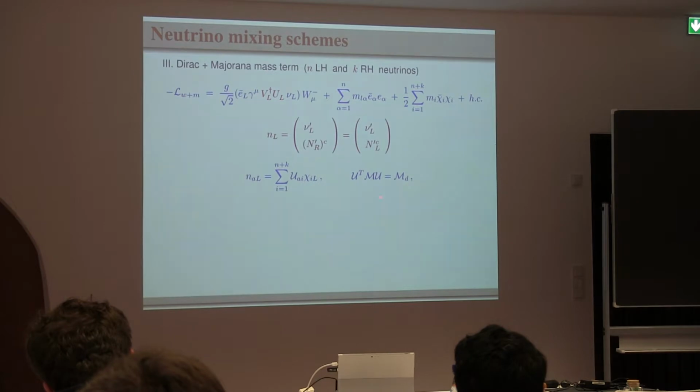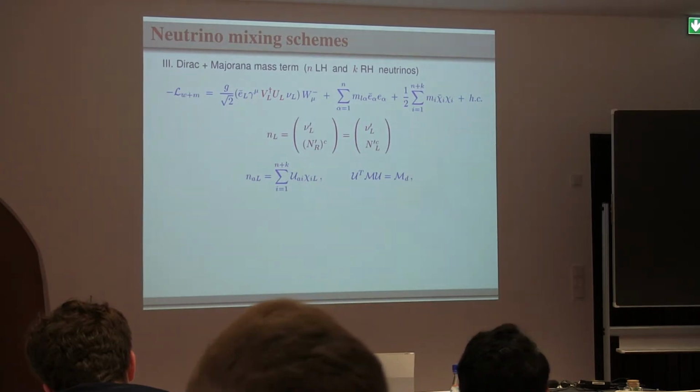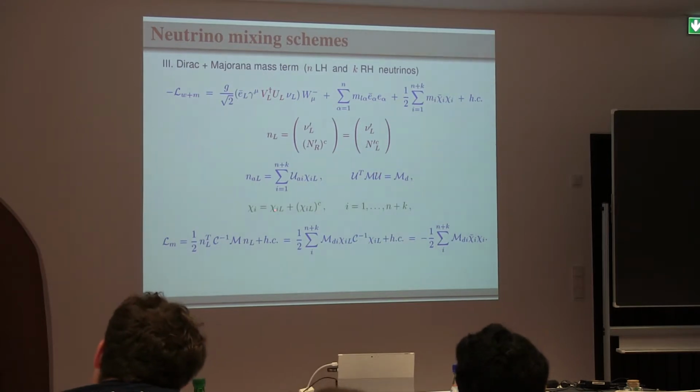This is the usual way in which symmetric mass matrices are diagonalized. In this general case, this mass matrix is symmetric, as we discussed already. And the fields chi, mass eigenstates, contain left-handed components and their conjugates, which are the right-handed, and there are n plus k such fields. And the mass term, which is written in terms of the flavor states in this way, can be diagonalized by this rotation, and it obtains the form of a sum of the individual masses for these mass eigenstate fields chi.